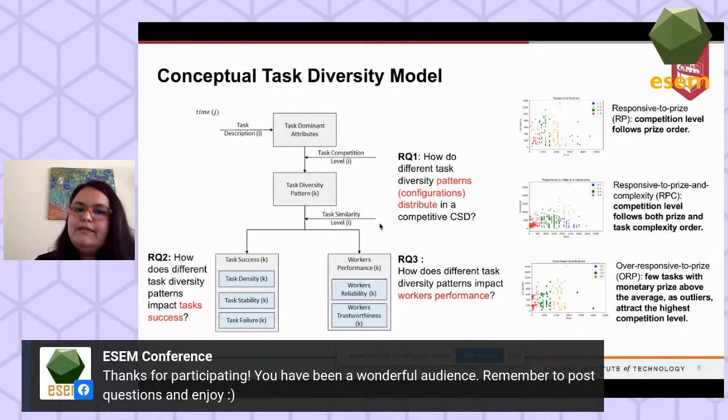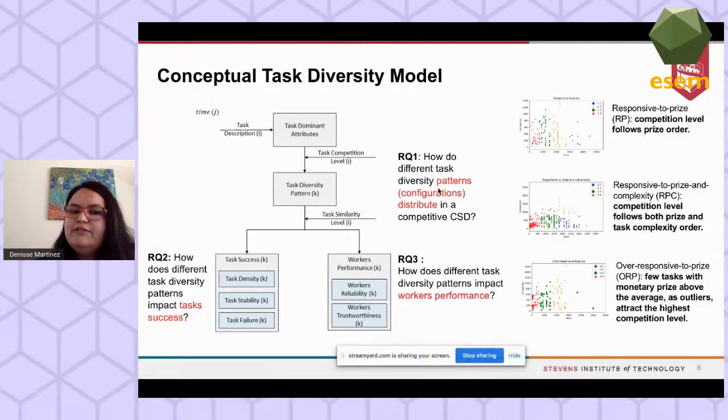And we get into three questions. One is, how do different task diversity pattern configurations distribute in a competitive CSD? Question number two, how do different task diversity patterns impact task success? With task success, we're talking about task density, task stability, and task failure. And question number three, how do different task diversity patterns impact worker performance? With this, we check workers' reliability and workers' trustworthiness.